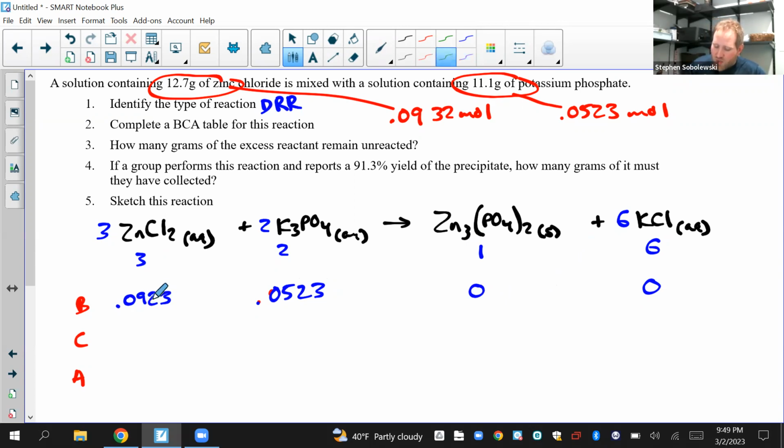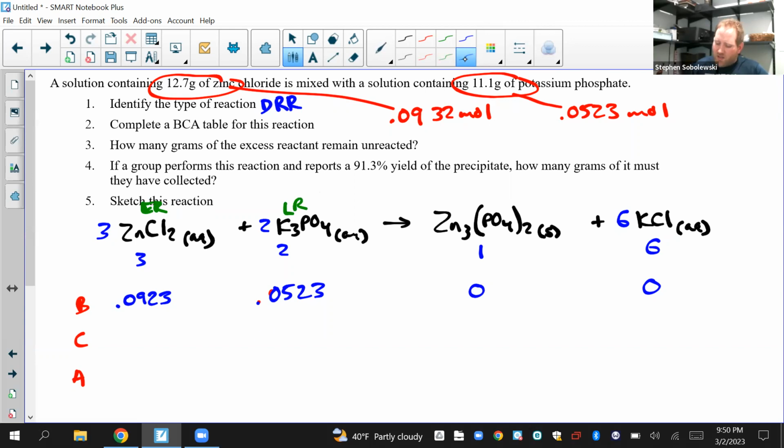Okay, so you can either do moles divided by coefficient, smaller number is the LR. What I like to do is start with my smaller one and just tell myself this story here, where I'm going to say if I have 0.0523 moles, I'm going to need 1.5 times more of this one. So let's see if I have 1.5 times more. Well, 1.5 times more of this is 0.0785. Do I have 0.0785? Yes. In fact, I have excess, making this my ER and this my LR.